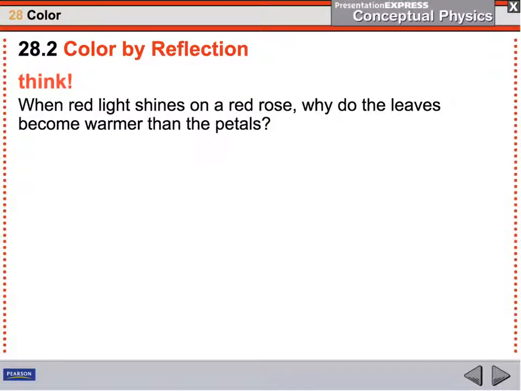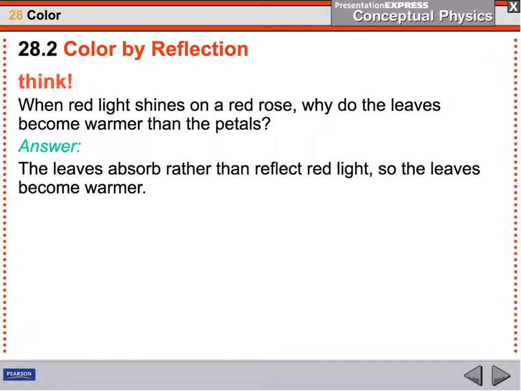When red light shines on a rose, why do the leaves become warmer than the petals? The leaves absorb rather than reflect red light, so the leaves become warmer. Since the red light is hitting it and the leaves are green, they're not going to reflect the red light, they're just going to absorb it, so they're going to become warmer.